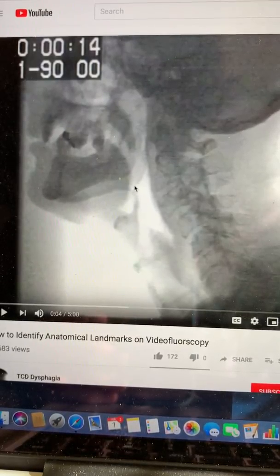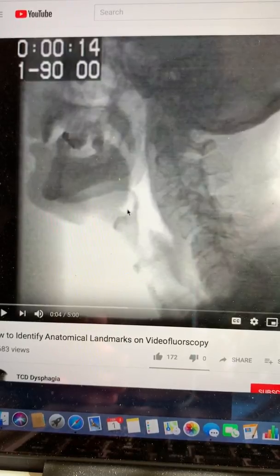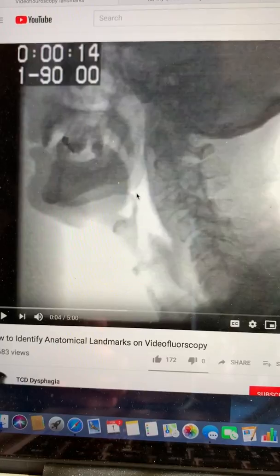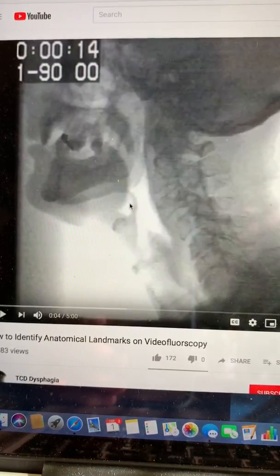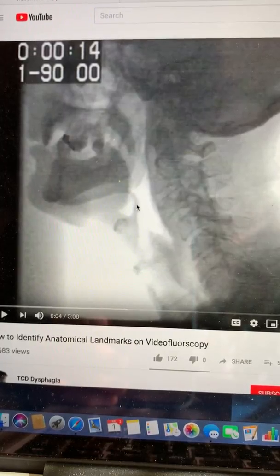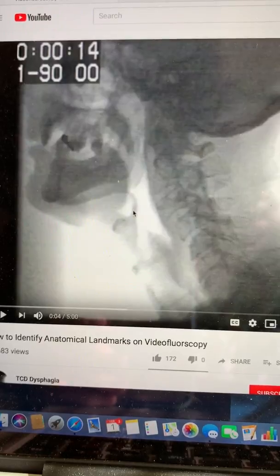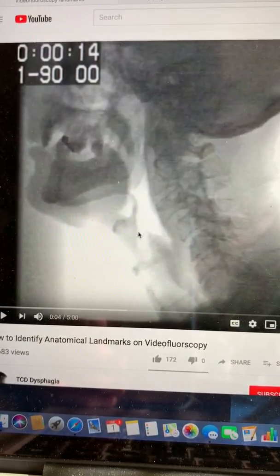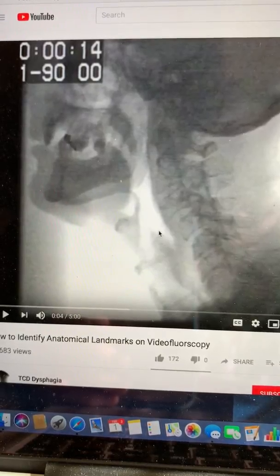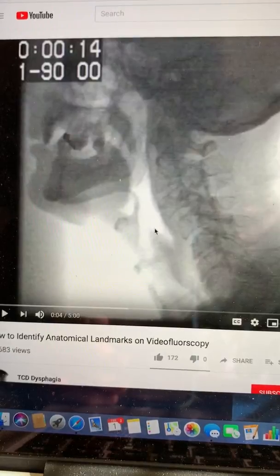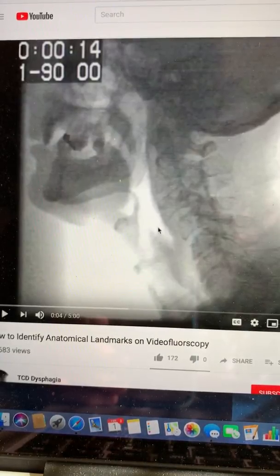This is the valleculae. This typically fills if the tongue base is weak. This is the epiglottis. This is the airway entrance, or laryngeal vestibule.